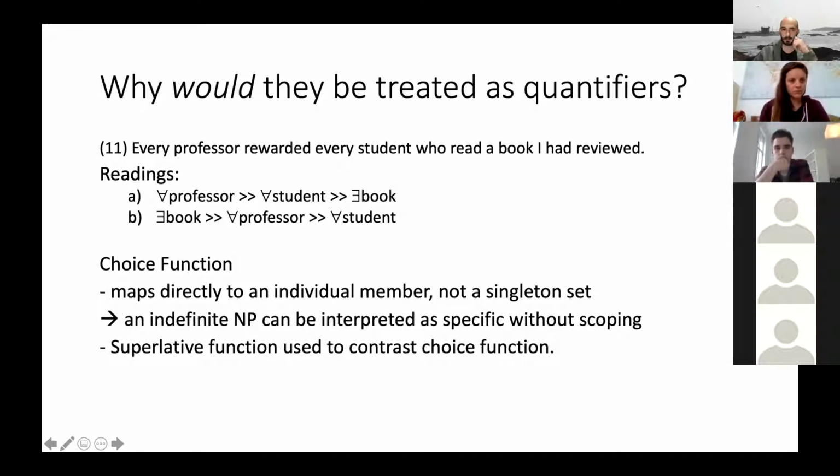You can see it in sentence 11, every professor rewarded every student who read a book I reviewed. There are two main readings. The paper also introduces a third reading, which we will not get to because it's not being discussed in the paper, so I will not discuss it in the presentation. But in sentence A, the NP can be interpreted inside the scope of both universal quantifiers. And in sentence B, there was a quantifier raising, so there's a non-surface scope reading.